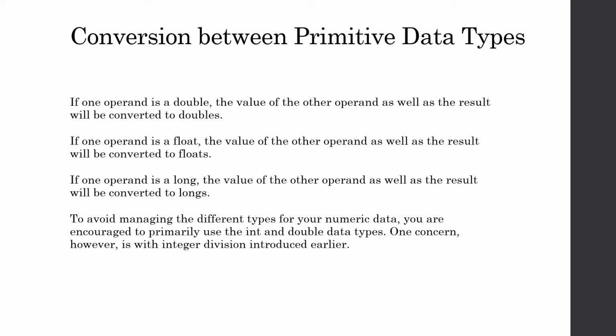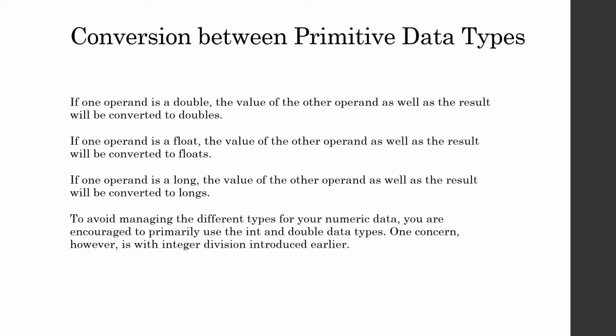in mind. So what this means is that, for example, if you're dealing with a double and a long, the double will take precedence over the long, meaning that both values will be treated as doubles and the result will be treated as a double. This is also true for a float and a long. So if we have a float and a long, both will be treated as floats and the result will be treated as a float. And then finally, if we have a double and a float, again, both will be treated as doubles and the result will be treated as a double.